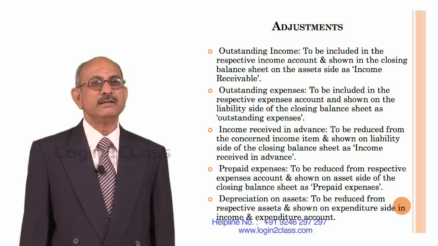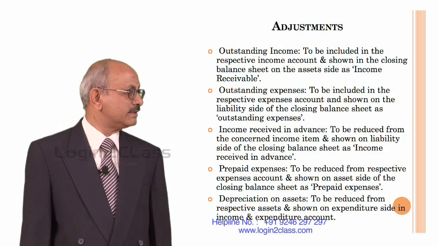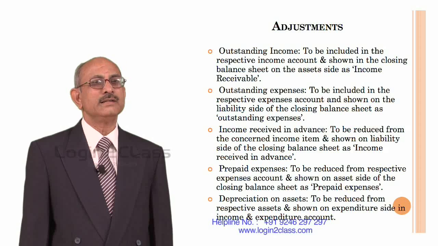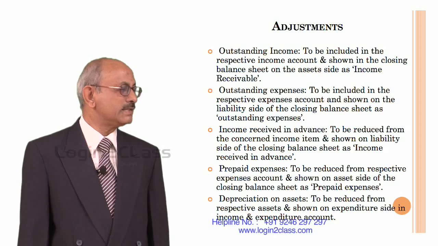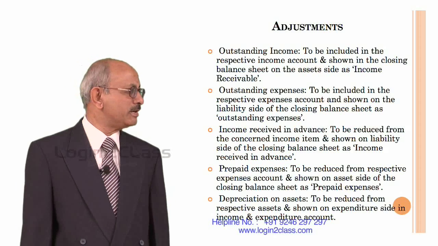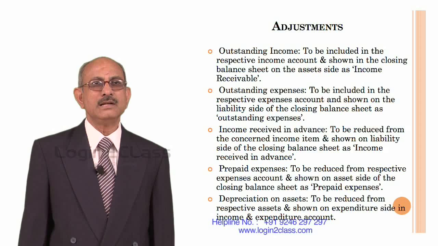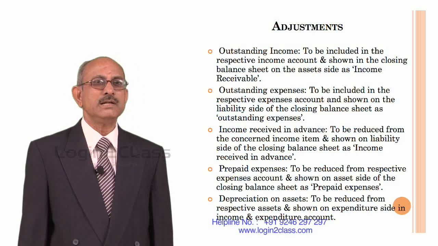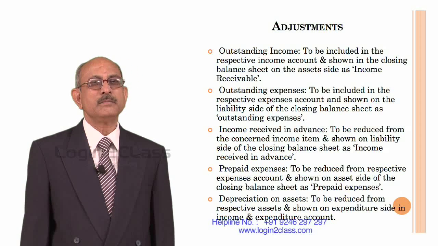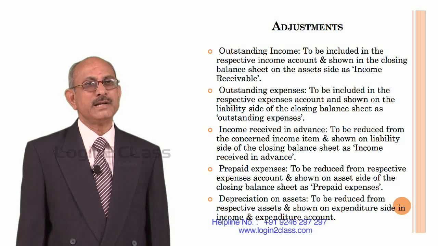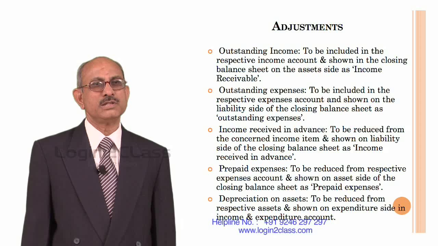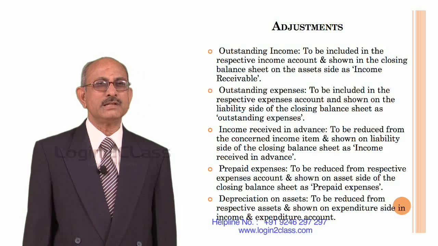And the last one is the depreciation on assets. It has to be reduced from the respective assets and shown as an expenditure in the income and expenditure account. So, depreciation does not become part of the receipts and payment account, because there is no receipt or payment of cash as far as depreciation is concerned, but income and expenditure has to take into account depreciation on the assets. Therefore, it will go on the debit side of the income and expenditure account, and ultimately in the balance sheet the assets will be shown at a lesser value, that is the original value of the assets minus the depreciation provided for.